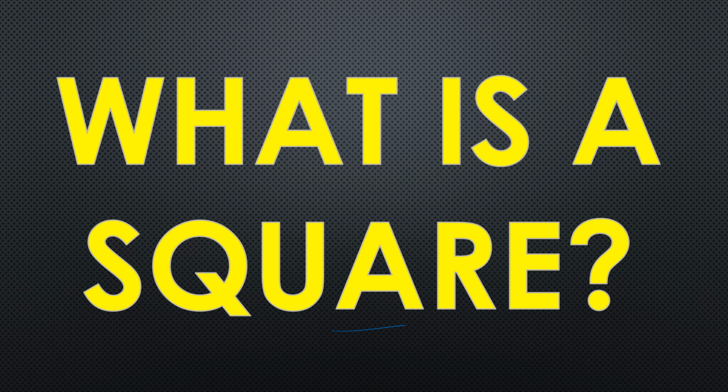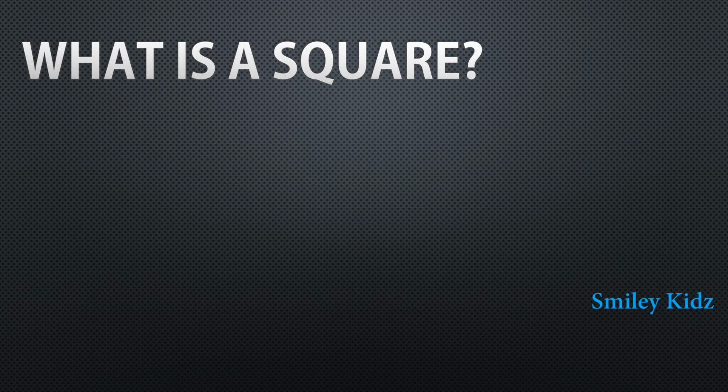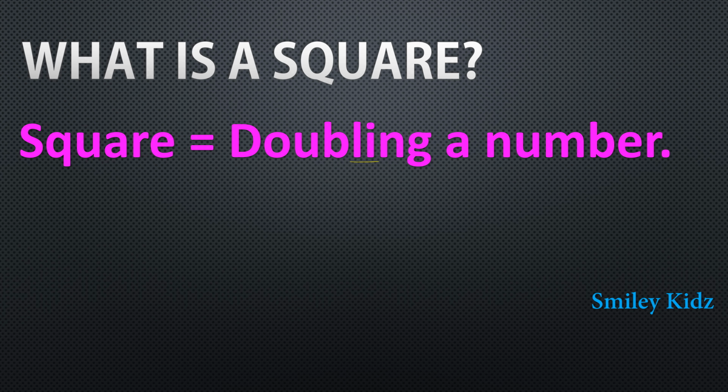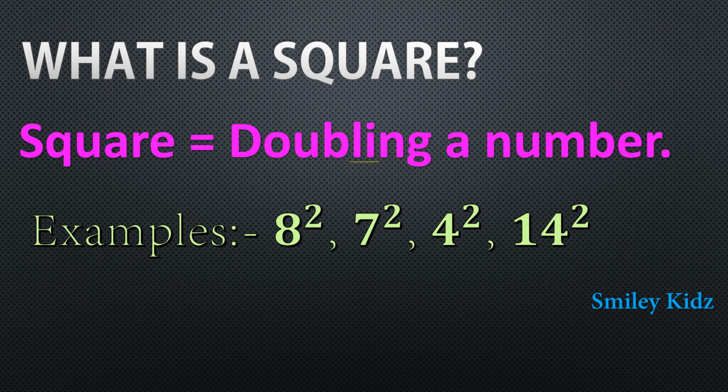What is a square? Square means doubling a number. For example, 8 square, 7 square, 4 square, 14 square, etc. The 2 on the top is known as squared.